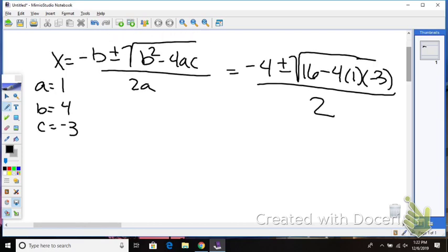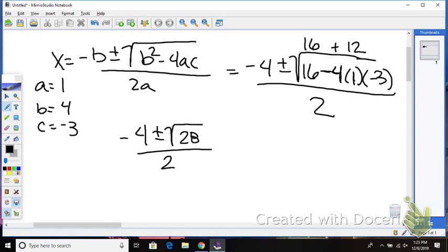So you're going to work inside here. So I have a 16, negative 4 times 1 should give you a negative 4, times the negative 3 gives you a positive 12. So I have negative 4 plus or minus the square root of 28, all divided by 2. Did you get this far?